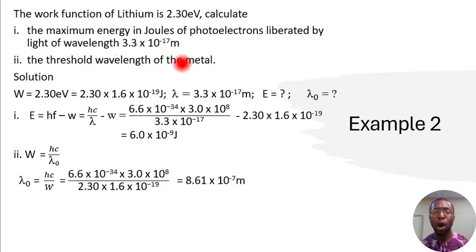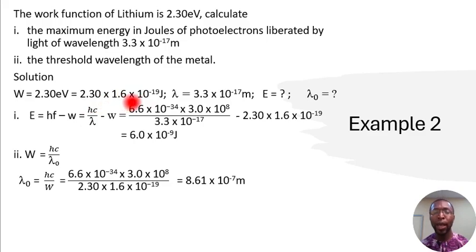Okay, so let's write our parameters so we know what we are looking for. Firstly, we are told that the work function W is 2.30 electron volt. Now, we don't use electron volt when solving problems. We need to convert it to joule. So 2.30 electron volt to joule will be 2.30 times 1.6 times 10 to the power minus 19, since 1 electron volt is 1.6 times 10 to the power minus 19.